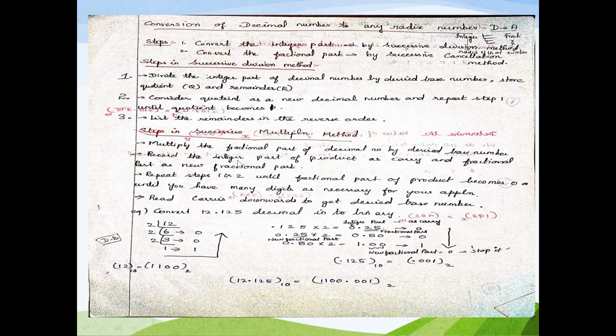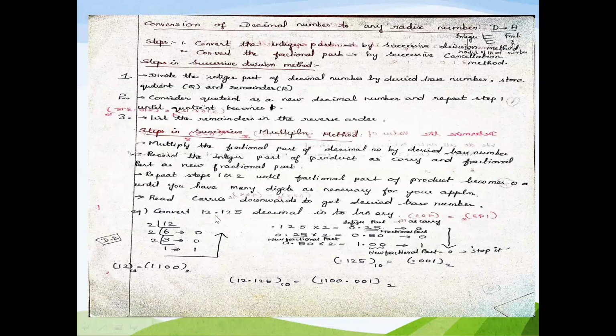And for the successive multiplication method, you multiply the fractional part of the decimal number by the desired base number, and you record the integer part of the product as a carry. The fractional part you consider as the new fractional part, and you repeat the steps until the fractional part of the product becomes 0, or until you have as many digits as necessary for your application. Okay, so we'll see an example, then you'll be clear about the successive division as well as the successive multiplication method. So convert 12.125 decimal into binary.